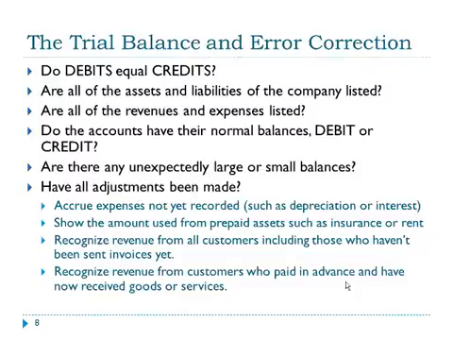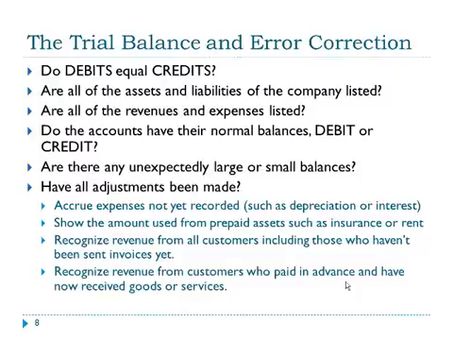Another item is to see if there's any unexpectedly large or small balances. In entering numbers, it's very easy to add a zero or omit a zero, and so that can end up having some face validity that those balances just couldn't possibly be right. Finally, we're going to look to see if all of the adjustments have been made. Have we accrued expenses not yet recorded, such as depreciation or interest that's owed?